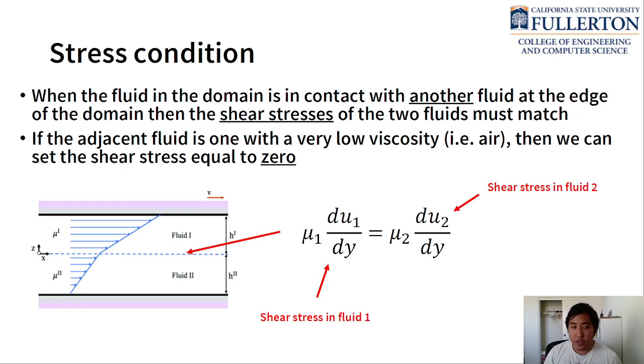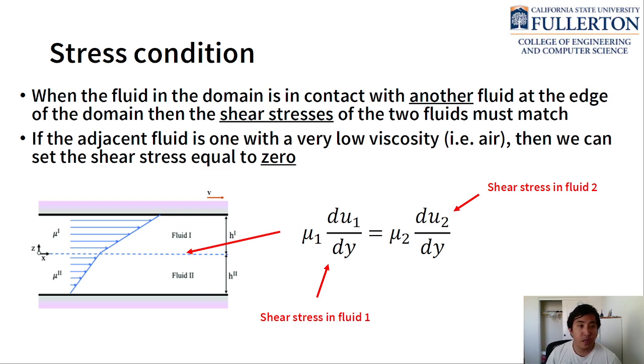The other type of boundary condition you'll see often is called a stress condition. When the fluid in the domain is in contact with another fluid, we say that the shear stresses of those two fluids must match. At the bottom of the screen is a very classical problem in fluid mechanics. If you have two fluids that don't mix, to solve for the velocity distributions at the interface between fluid 1 and fluid 2, we impose that their shear stresses are the same, right? The shear stress is given by the viscosity multiplied by the derivative of the velocity.